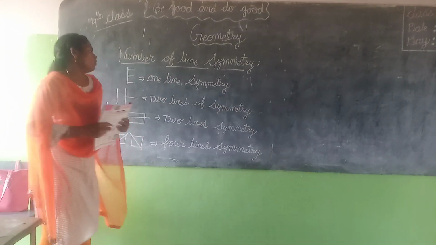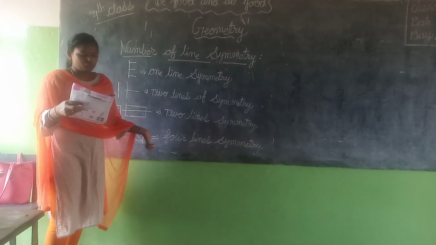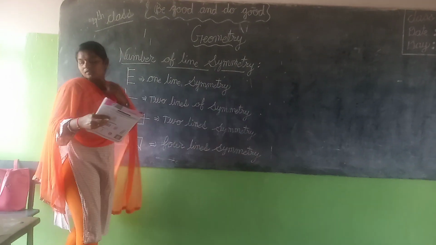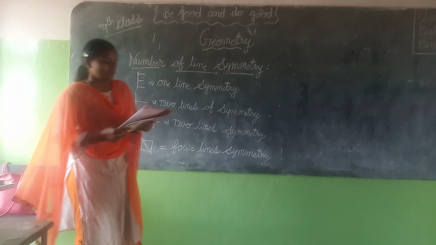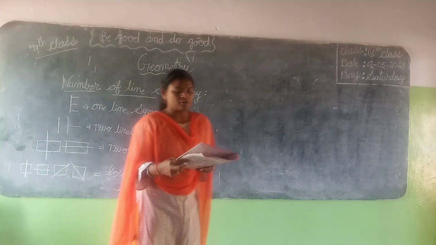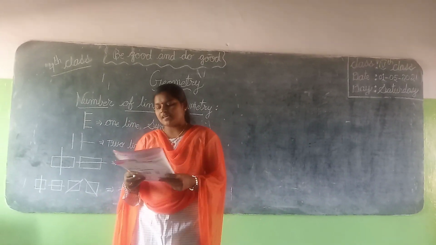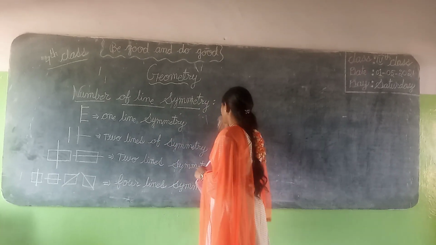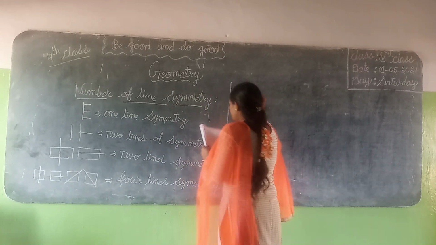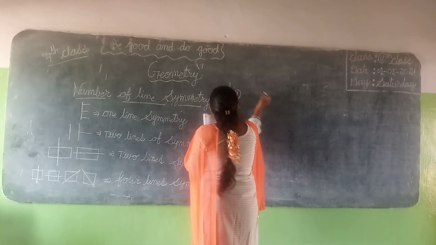So, one line of symmetry, two lines of symmetry, and four lines of symmetry. Write that. Next one: draw all the lines of symmetry of the following shapes. In each case, state the number of lines of symmetry. So draw this picture, the first one.